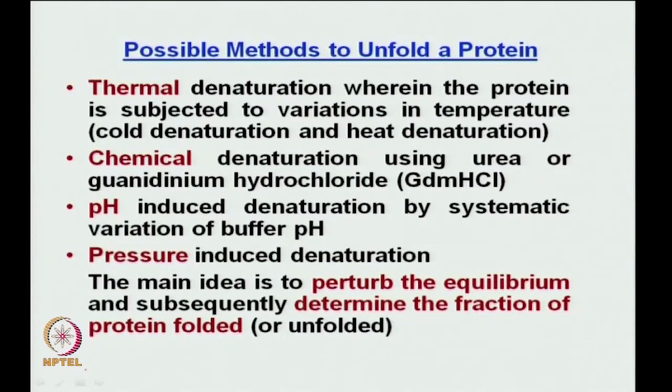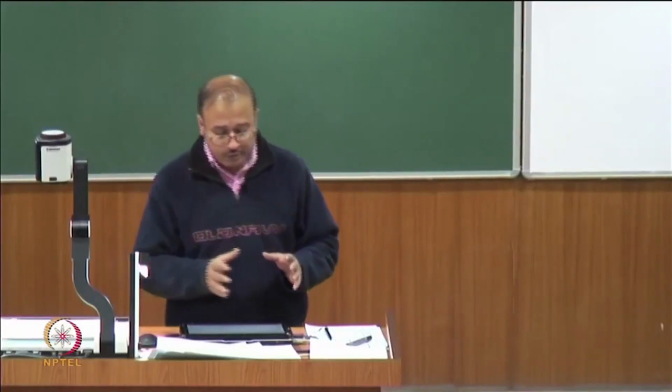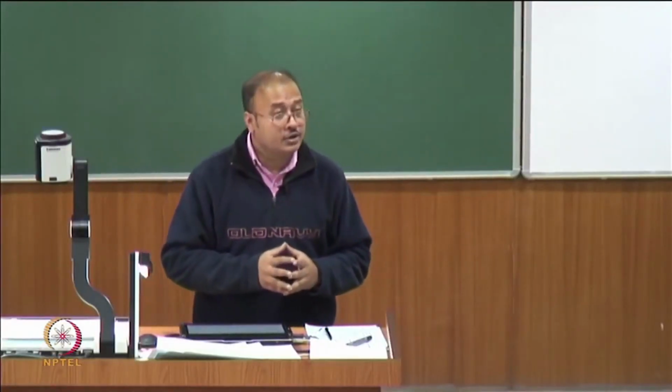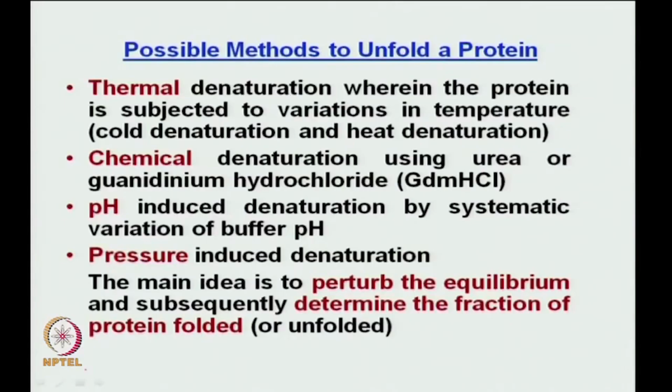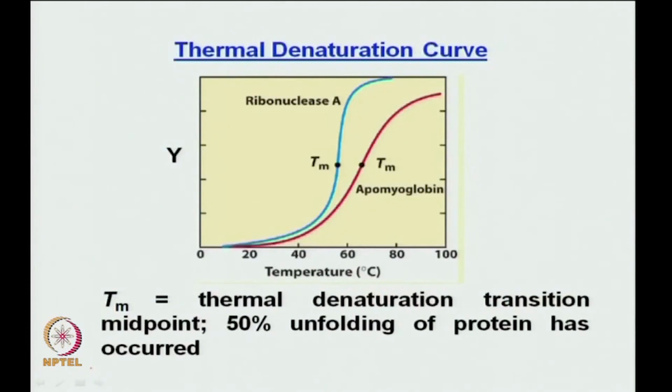So, in unfolding, what is the main idea? The main idea is that you plot out the equilibrium, and once you plot out the equilibrium, then you determine the fraction of the protein that is unfolded. Okay. So, this is the typical thermal denaturation curve, right. So, look at what we are seeing, we are looking at two proteins, one is ribonuclease A and the other one is myoglobin. Now, what is Tm?